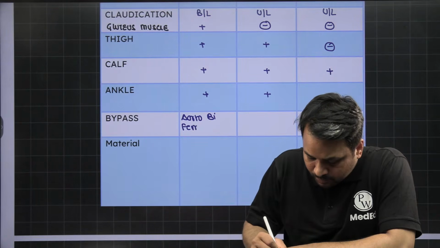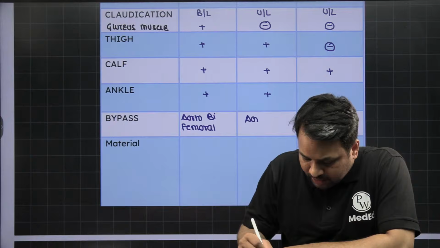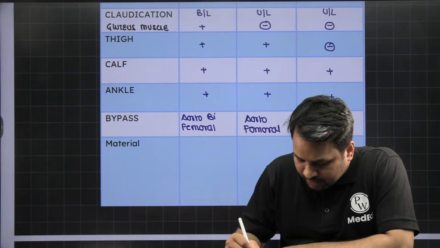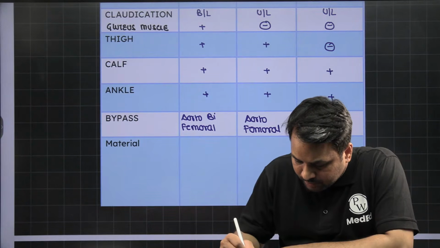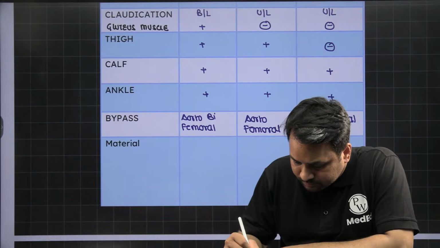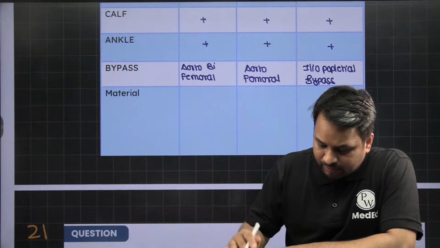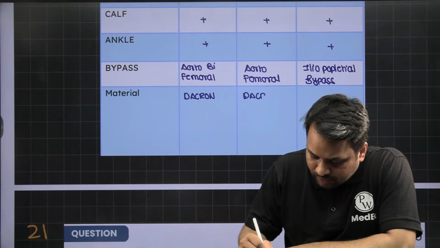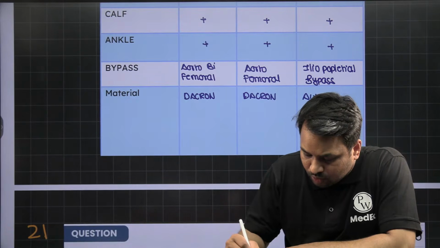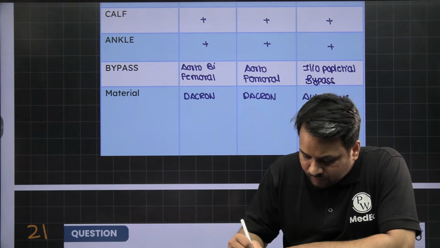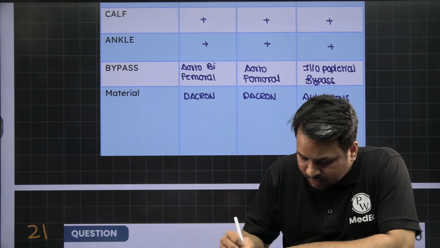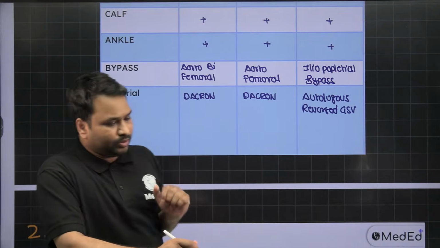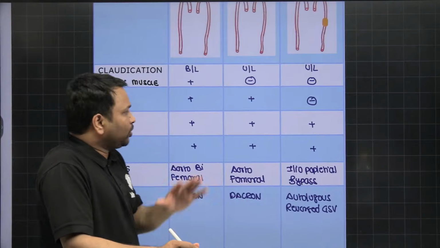aorto-bifemoral bypass. Here it is going to be an ilio-femoral bypass. Here it is going to be an ilio-popliteal bypass. We will use the material Dacron here. Here also Dacron. Here I will use an autologous reversed great saphenous vein, right? So based upon this, you can predict.